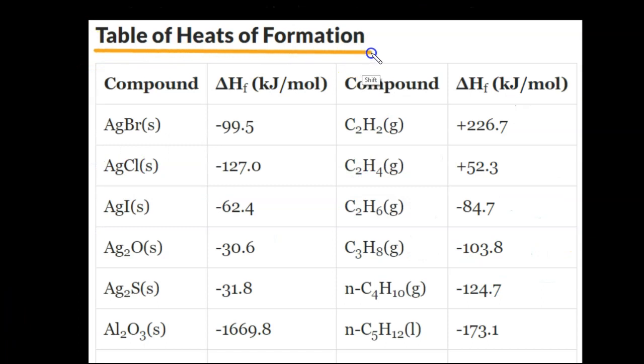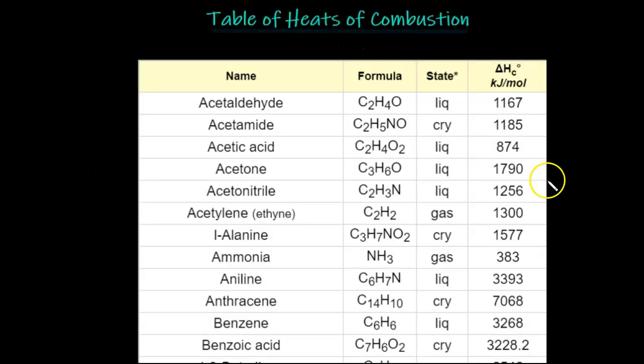So here are some heats of formation values. So for example, silver bromide has a heat of formation value of positive 226.7 kilojoules per mole. And here are some heats of combustion values. So for example, acetic acid has a heat of combustion value of 874 kilojoules per mole.